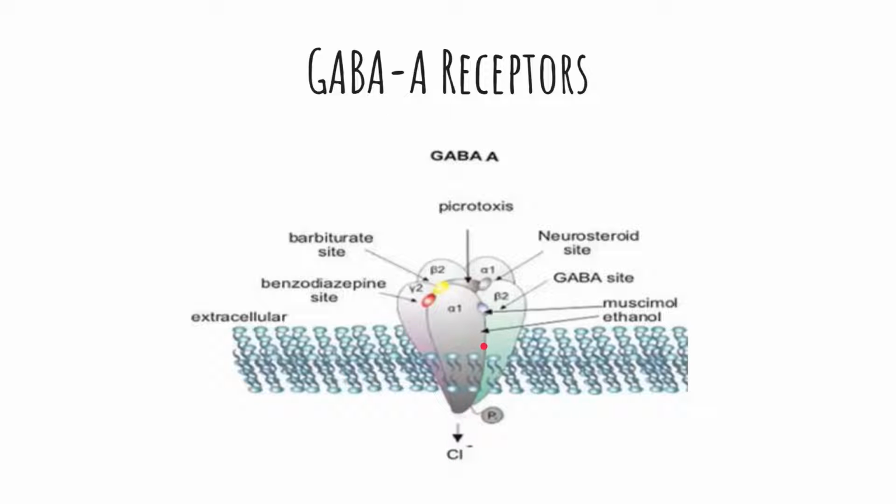So when the ligand, which is GABA, binds to its GABA site, as we can see, the chloride channel will open and chloride will enter from outside the cell to inside the cell. And when chloride enters the cell, there is going to be a decrease in the membrane potential, meaning it will become more negative, which we call hyperpolarization, and this hyperpolarization will cause inhibition of the neurons and will therefore accomplish the CNS depression that we want to do.